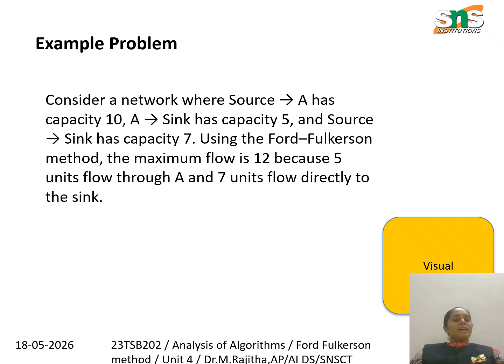Next, the direct path source to sink is used with capacity 7. So another 7 units are added. Finally, maximum flow equals 5 plus 7 equals 12. This example clearly shows how the algorithm calculates maximum flow step by step.